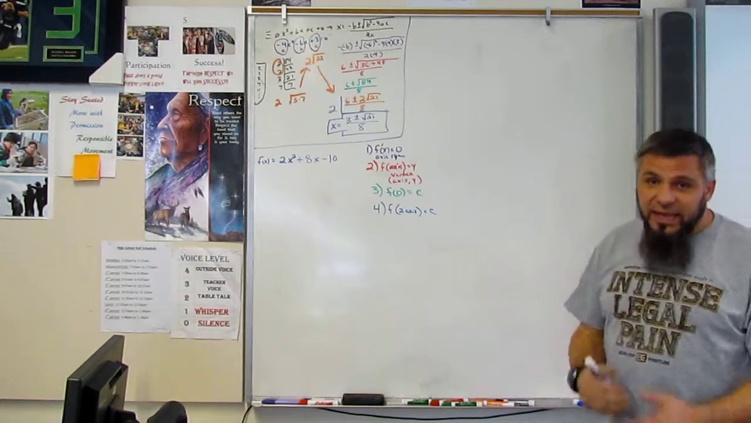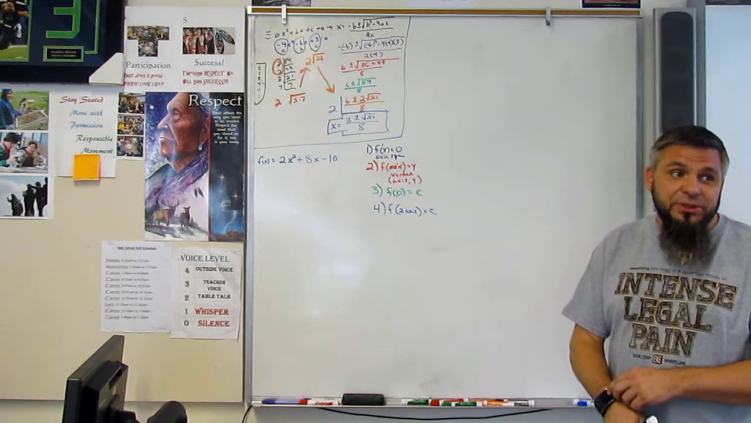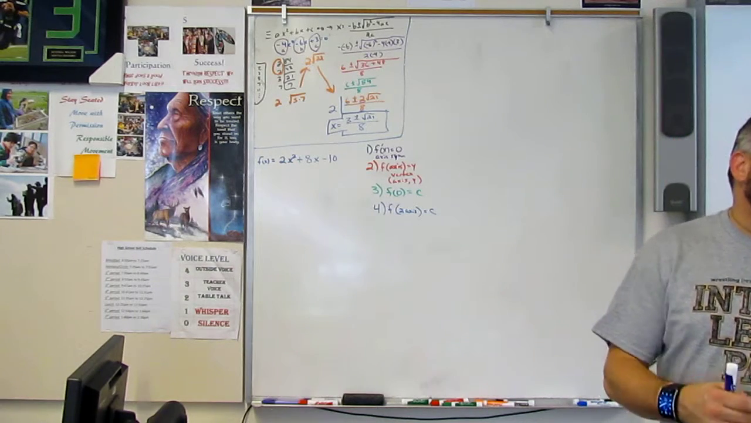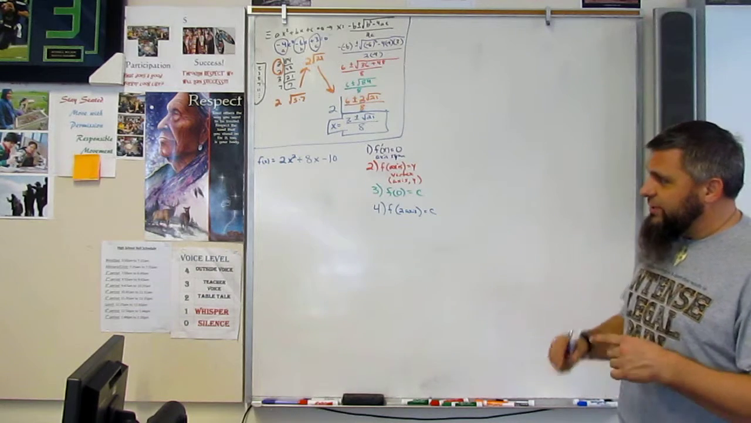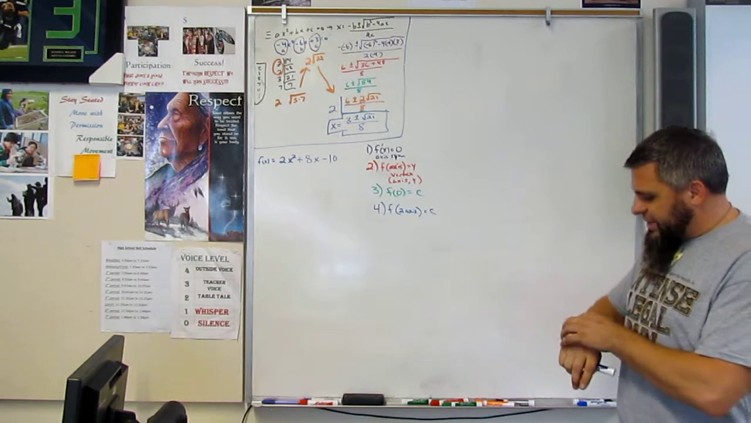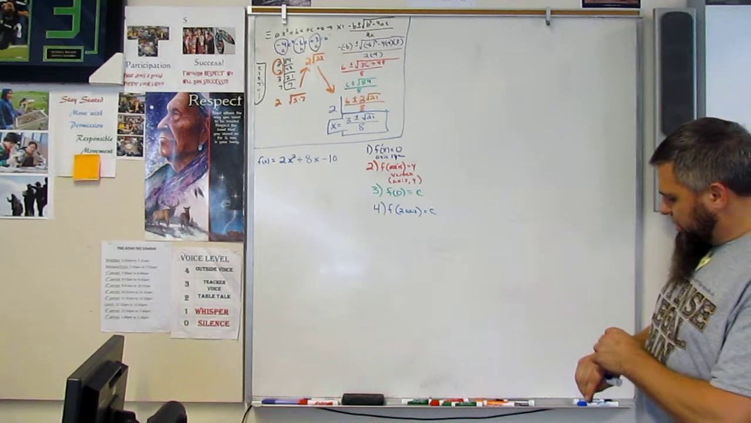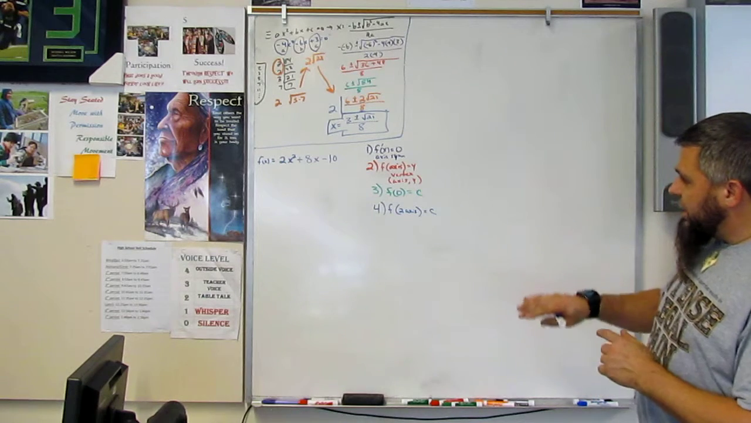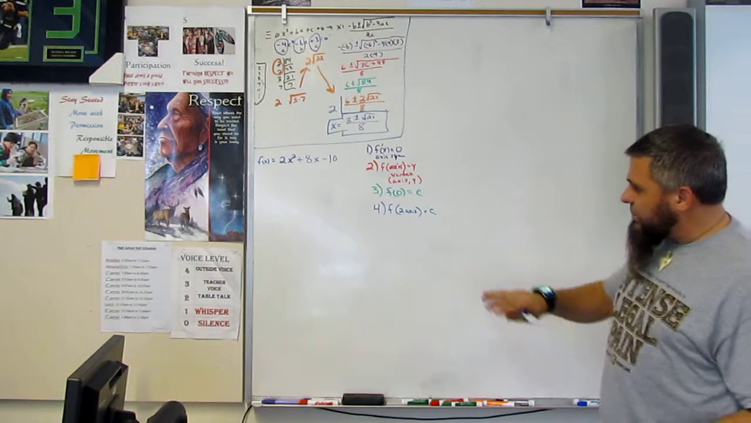The second step is taking that solution for the axis of symmetry and plugging it into the original function, and then finding the y. Once you have the x and the y, you have the vertex. And then the third step is we're going to plug in 0.